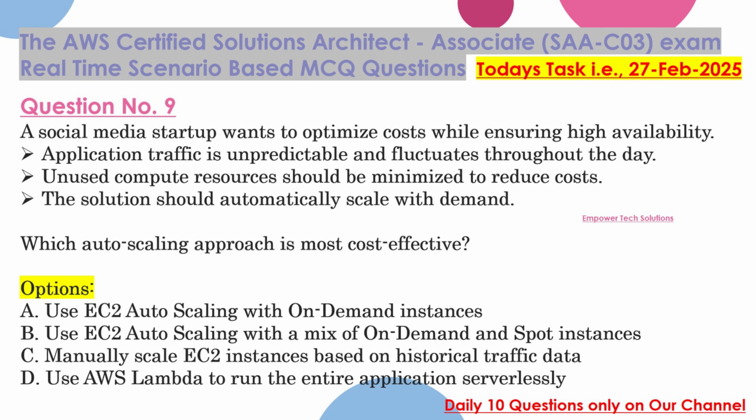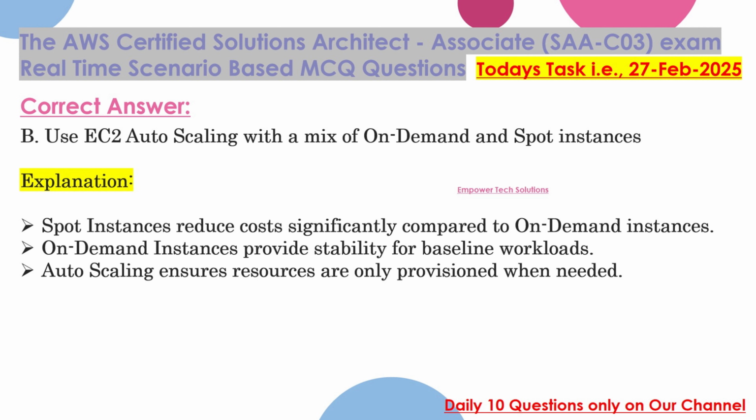Options: A. Use EC2 auto-scaling with on-demand instances. B. Use EC2 auto-scaling with a mix of on-demand and spot instances. C. Manually scale EC2 instances based on historical traffic data. D. Use AWS Lambda to run the entire application serverlessly. Correct answer: B. Use EC2 auto-scaling with a mix of on-demand and spot instances.